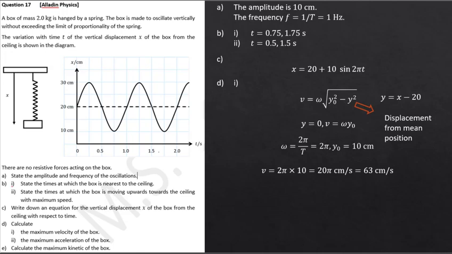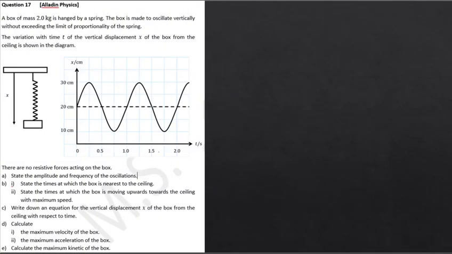Now the second part, we have to calculate the maximum acceleration. In simple harmonic motion, a is equal to minus omega squared y, where y again is a displacement from the mean position. So maximum acceleration occurs when y is maximum. So it's equal to 10 centimeters and we get the acceleration to be 130 centimeters per second squared.